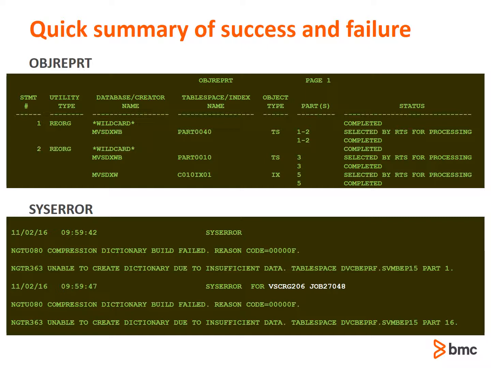As mentioned in the first quick course of this series, you can use the object report to quickly identify which objects were successful, excluded, or ended in error during utility processing, and you can use the syserror output to quickly identify the cause. In the syserror example seen here, we can see a compression dictionary build failed for one of the partitions being processed by an external server job. Consolidating error messages for the master job and all server jobs submitted by the master job into a single syserror report of the master job is a true convenience of NGT utilities for fast problem determination.